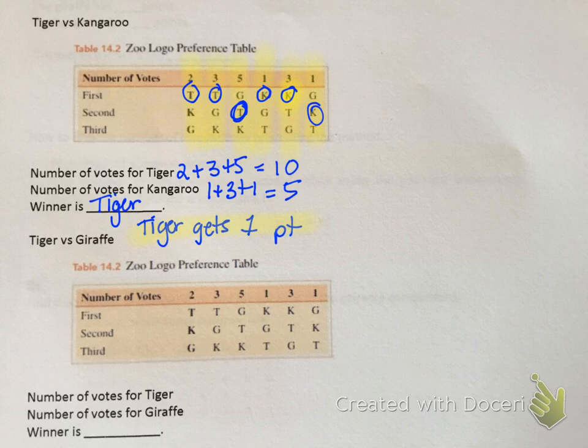So now let's look at Tiger versus Giraffe. So Tiger versus Giraffe. I thought I had more room, but I don't. I look through each column and I determine the winner. Whoever has the highest ranking. So let's look through here. So for 2 votes at stake, Tiger gets first place, Giraffe gets third. So Tiger wins the votes of 2.